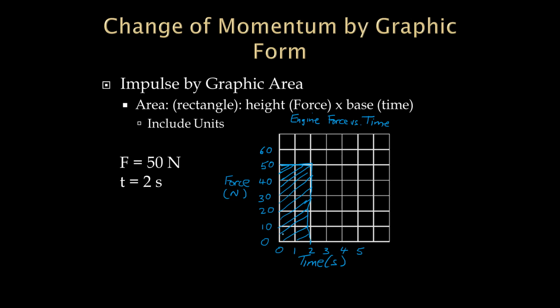So the area of this rectangle, 50 units high, 2 units wide, 50 times 2 is 100. We have newtons times seconds. We've seen that earlier, that is also a kilogram meter per second. Let's go ahead and put these all together.